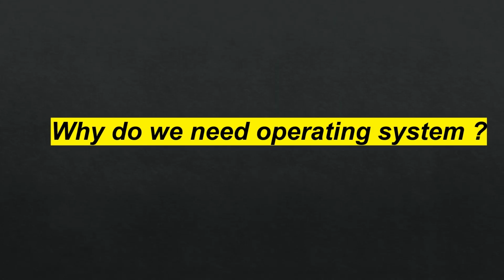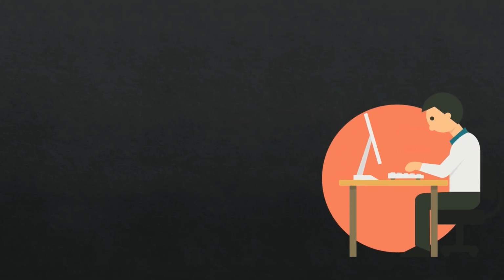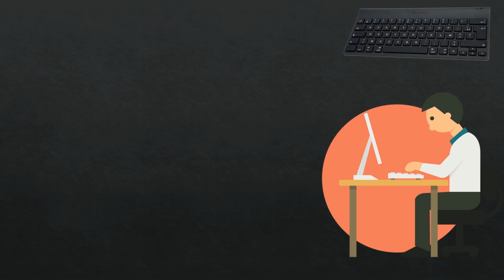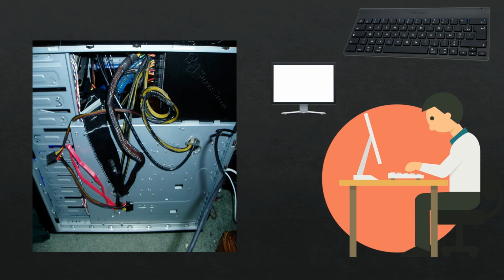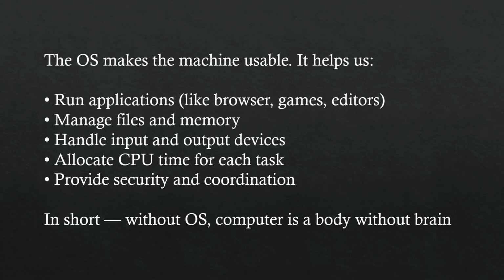Why do we need an operating system? Imagine a computer without an OS. You switch it on and nothing. No keyboard responding, no screen interface, no apps, everything is just metal and wires. The OS makes the machine usable. It helps us run applications like browsers, games, editors, manage files and memory, handle input and output devices, allocate CPU time for each task, and provide security and coordination. In short, we can say that without an operating system, a computer is a body without a brain.